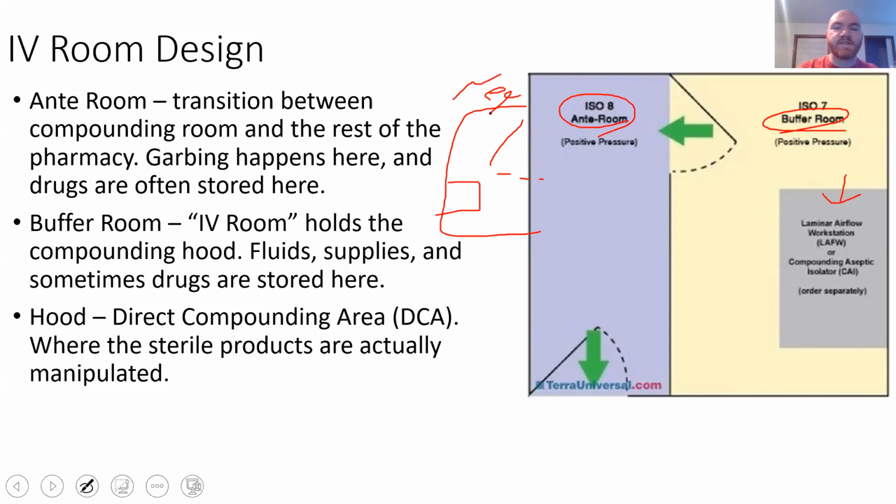So the ante room is your transition between the compounding room and the rest of the pharmacy. The ante room is where you wash your hands, put on your garb, all that kind of thing. Generally, your drugs will be stored in here, but not always. Then the buffer room is your actual IV room, and that's where you'll do your actual work. Generally, your fluids will be stored here, and your supplies, like your syringes and needles and all that kind of thing. Sometimes drugs are stored here as well, but that all depends on your exact location. And then the hood is your direct compounding area.